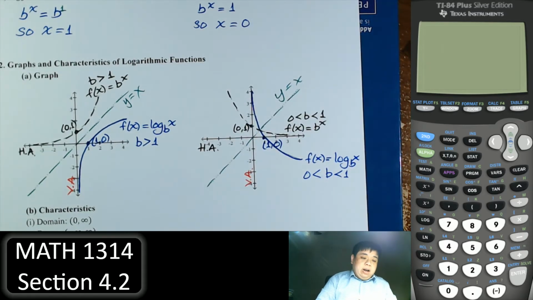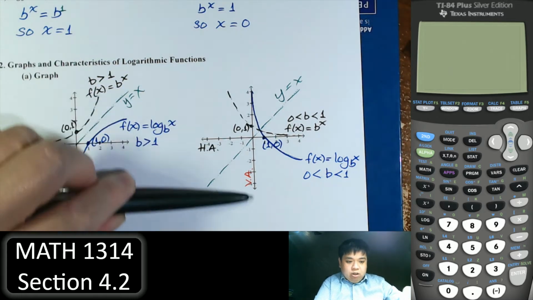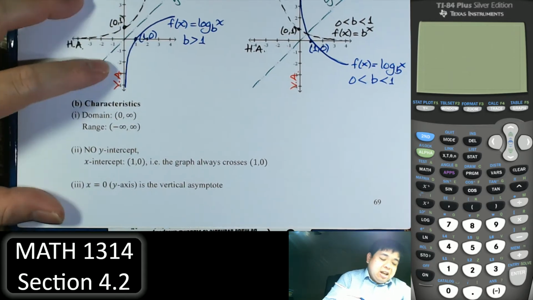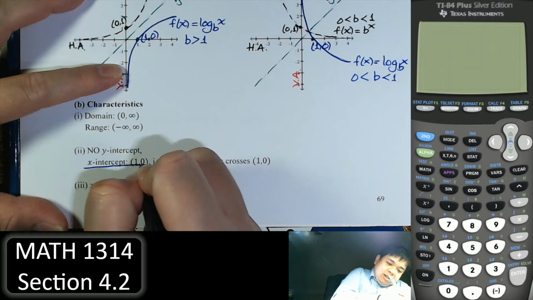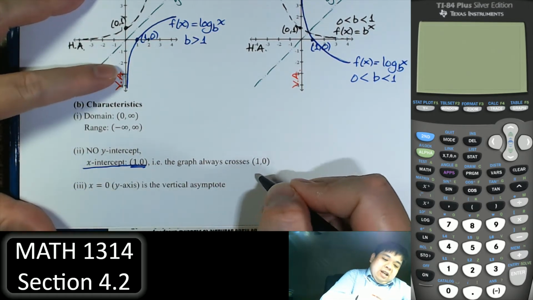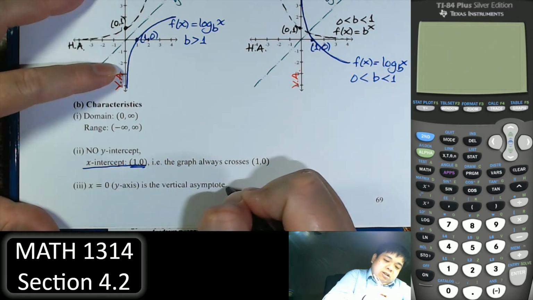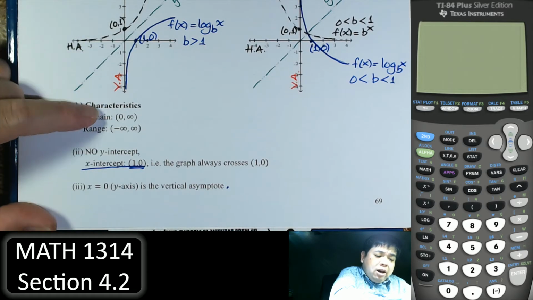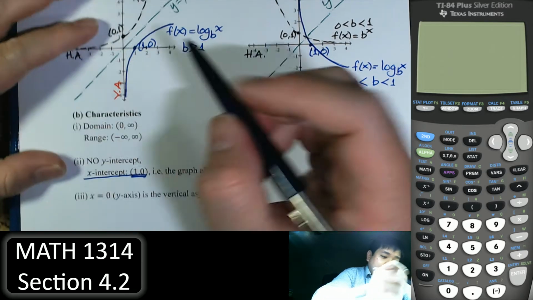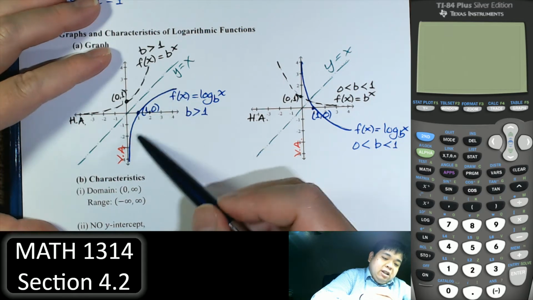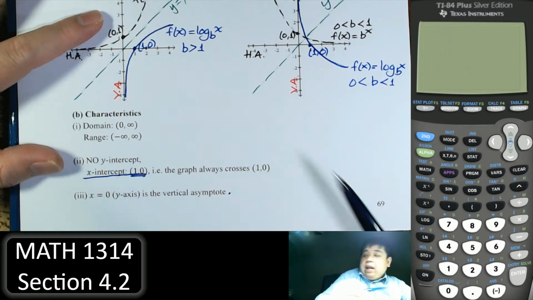So for the graph of a logarithmic function, we have two important characteristics: the vertical asymptote and the point (1, 0). It has the x-intercept at x equals 1, y equals 0, and the vertical asymptote of the y-axis, or x equals 0. As for domain and range, we only have positive values for x, but the range can be any real number.